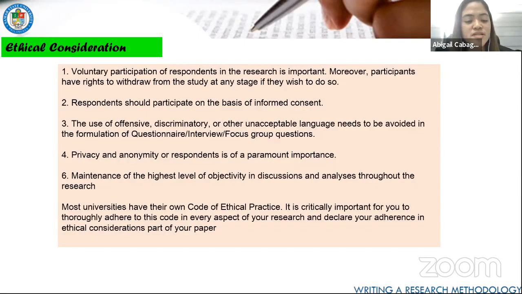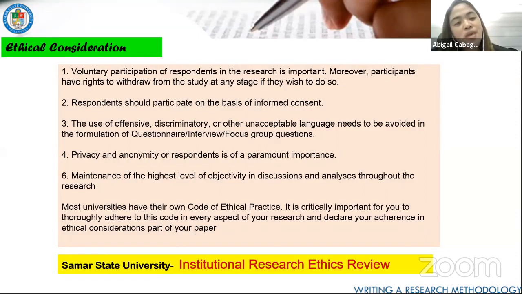Okay, so most universities have their own code of ethical practice. It is critically important for you to thoroughly adhere to this code in every aspect of your research and declare your adherence in the ethical considerations part of your paper. Luckily, in Summer State University, we have the Institutional Research Ethics Review. So before the actual data gathering, we make sure that all the papers are already reviewed and have gone through the ethics committee. Okay, I'm done with my discussion.